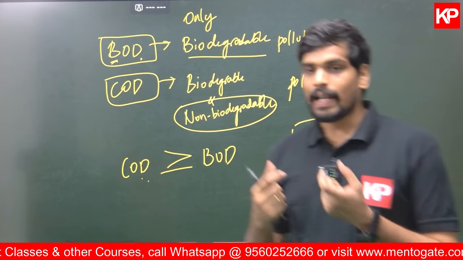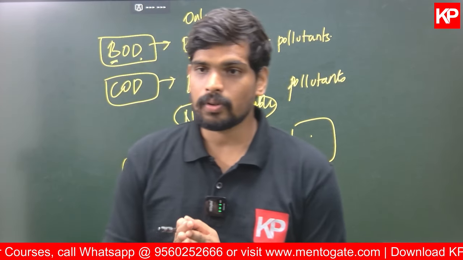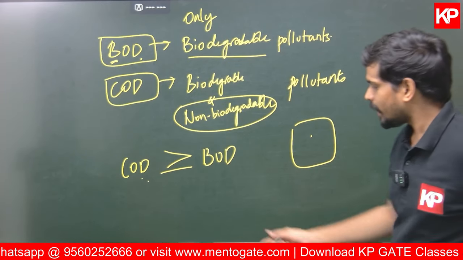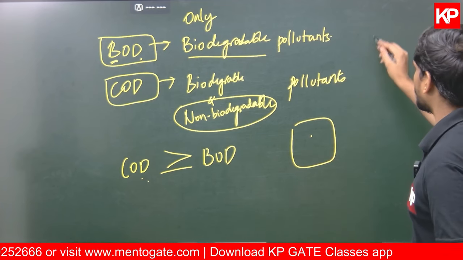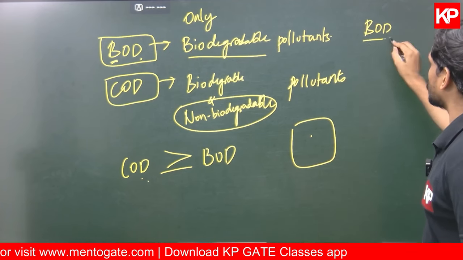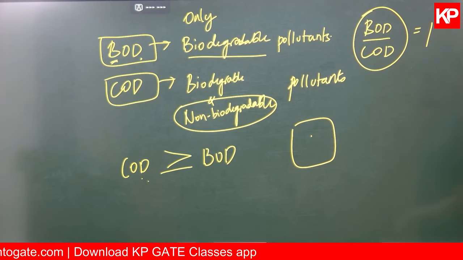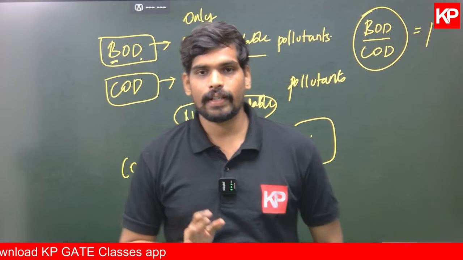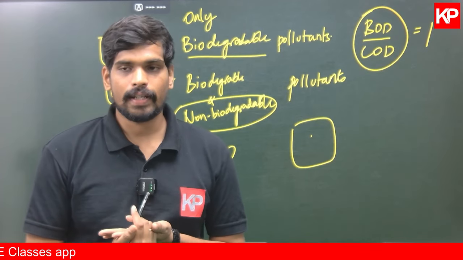So the reason why we have these two measures, in sewage treatment and in effluents, why do you measure both the things? To understand the level of biodegradability. So you generally check the BOD to COD ratio. If both are equal, the ratio will be 1. If the ratio is 1, it means 100% of the pollutants are biodegradable. So this ratio of BOD to COD will tell you about the level of biodegradability.